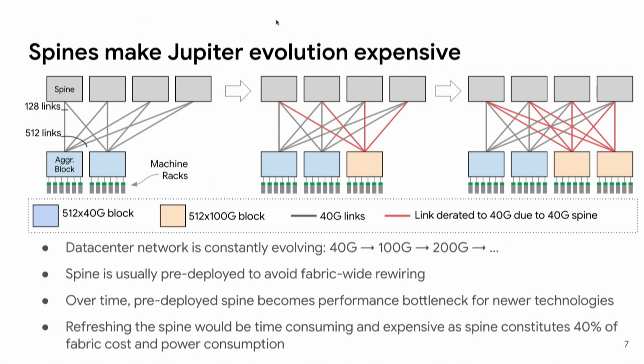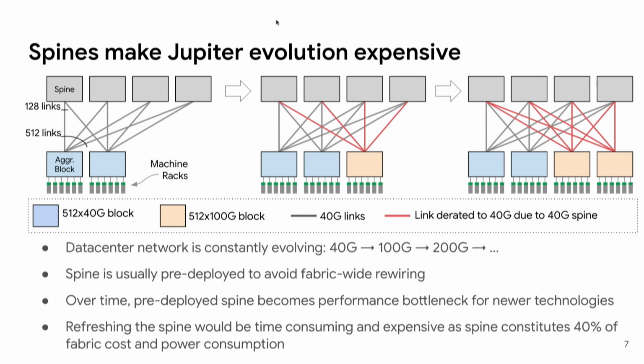The first observation is that spines make Jupyter evolution expensive. Well, to begin with, the spines make up roughly 40% of our fabric's cost, including power consumption. But there's more to that. Spines are usually pre-deployed, at least well ahead of aggregation blocks, to avoid fabric-wide rewiring and to provide uniform bandwidth. But over time, as we deploy new aggregation blocks with faster speed, the pre-deployed spines became the performance bottlenecks for these faster blocks, as their links are derated by the slower spines.